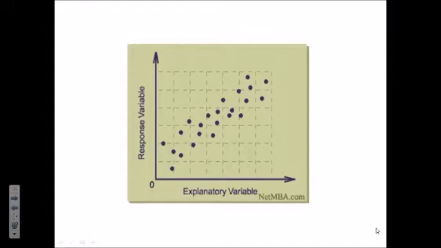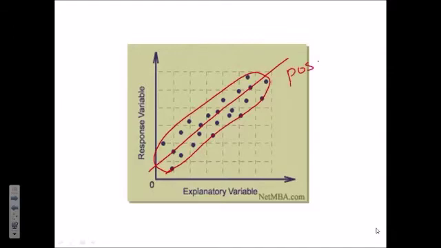Here's an example of a scattergram where we have a strong positive relationship, positive correlation between the variables. Something like this would be our regression line. Notice that the regression line would have a positive slope. Positive slope suggests positive correlation.